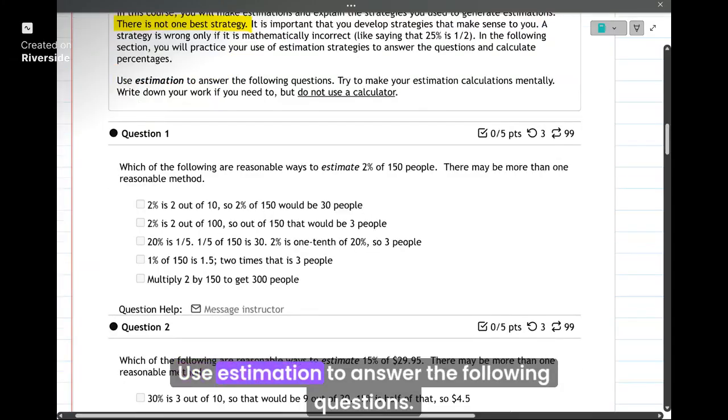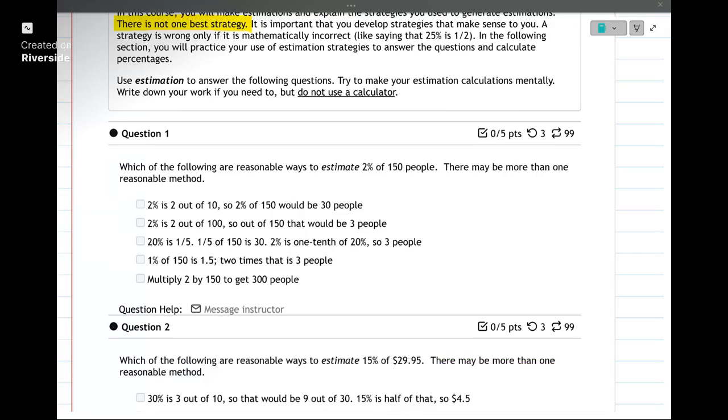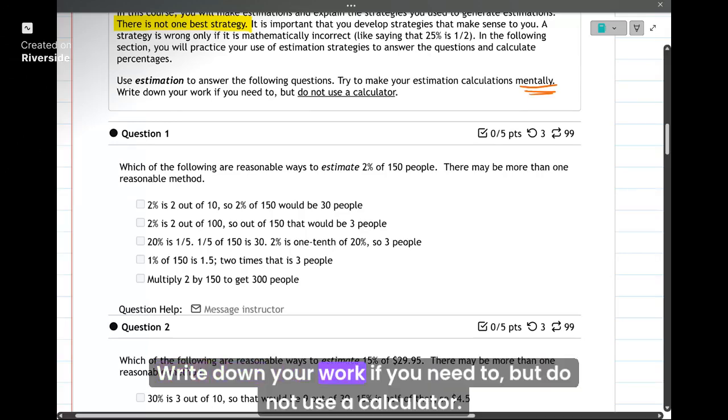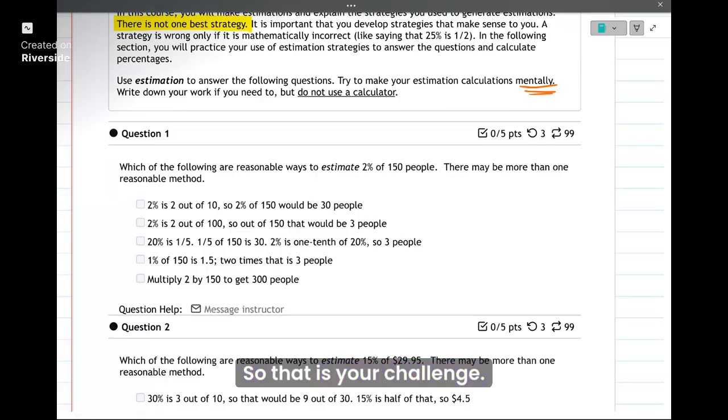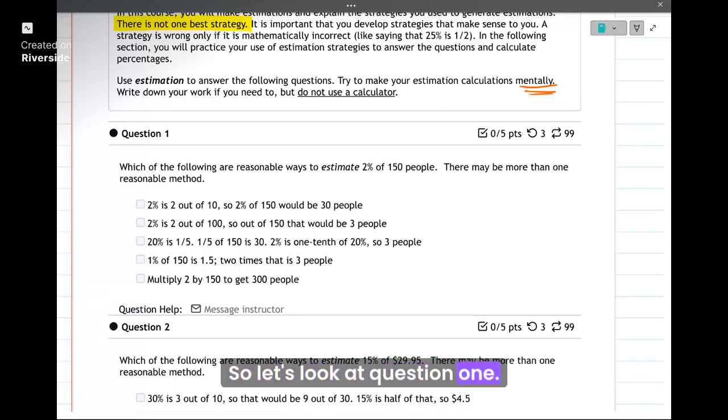Use estimation to answer the following questions. Try to make your estimation calculations mentally, right? Write down your work if you need to, but do not use a calculator. So that is your challenge. It is about using some of these frames to help us estimate. So let's look at question 1.